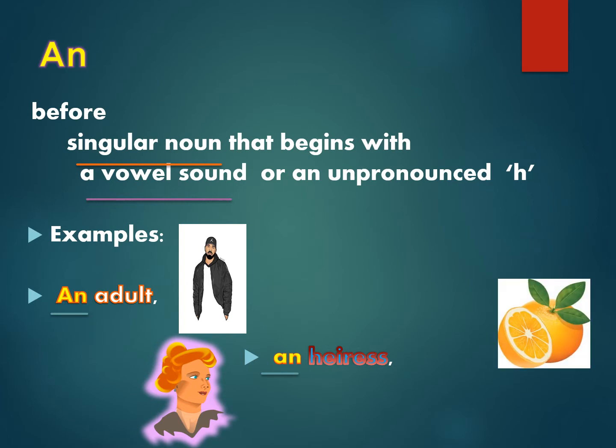Next example. An orange. So the noun here is orange. The noun starts with vowel sound a. So article an comes before the noun orange. An orange.